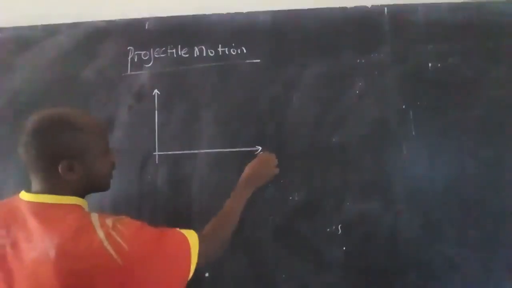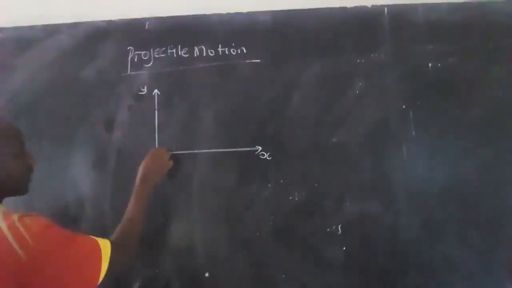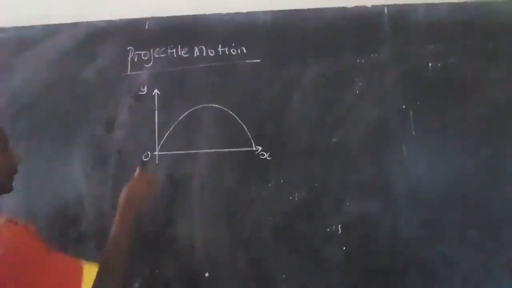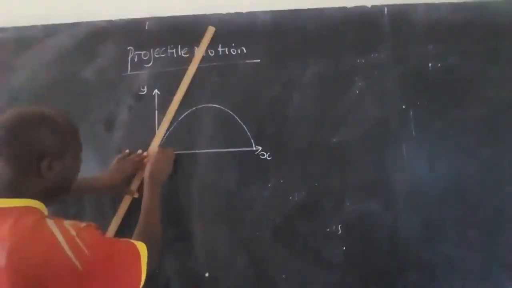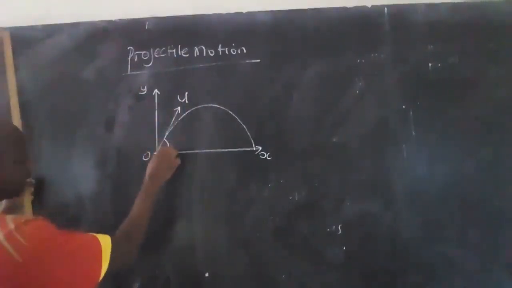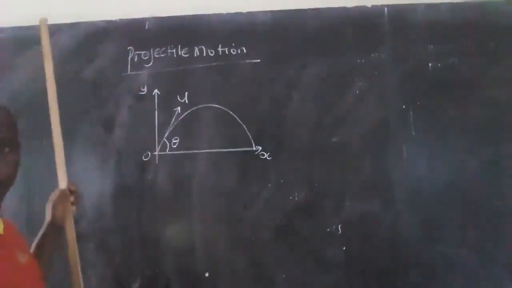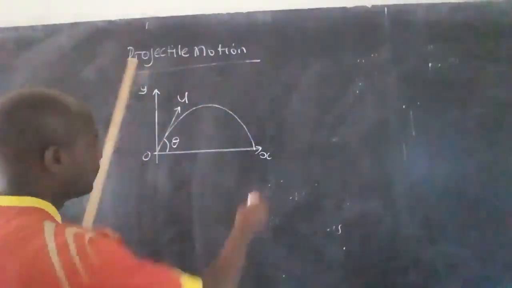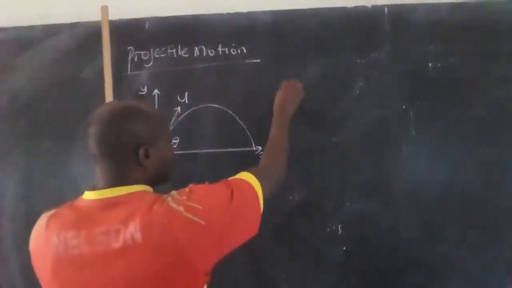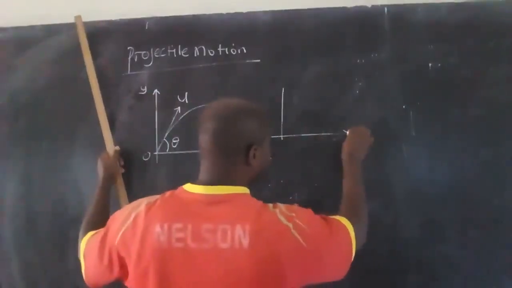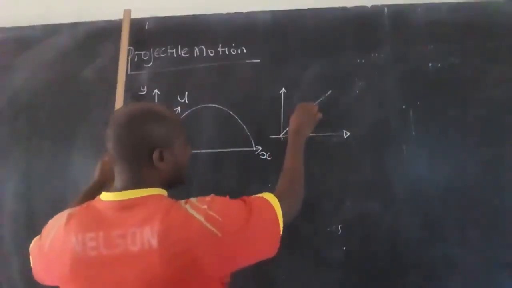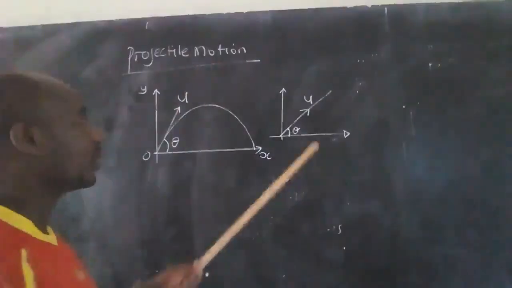So this is the y-axis, this the x-axis. So the body is projected from O, like that. So it is given an initial velocity. This is the u at an angle theta to the horizontal. Then from here we have something like this. Then we have here theta. Here we have the resultant, which we could call u.